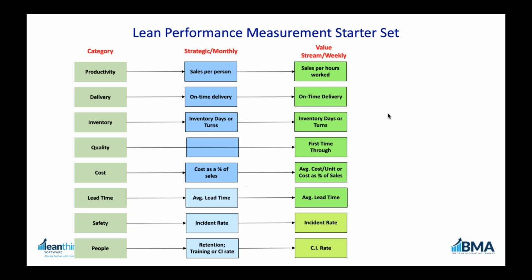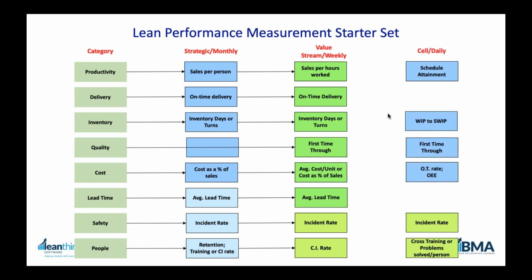And then at the cell level, we have measures like schedule attainment, which you can see based on the linkage there, it's linked to productivity, delivery, and lead time. We have first time through. We have some not traditional type cost measures, but what is driving costs. So these are the basic measures. I'm going to talk about some of these in a little more detail.